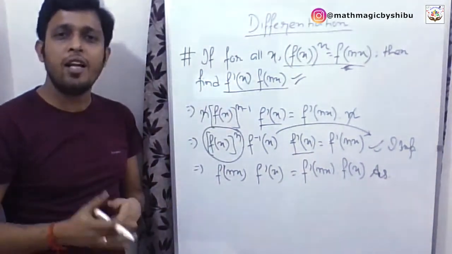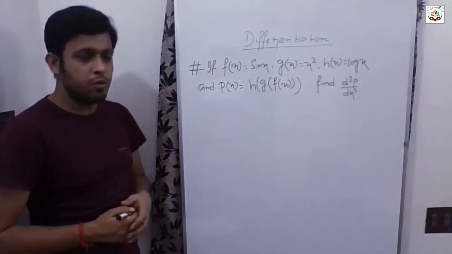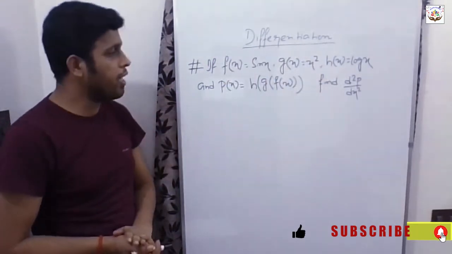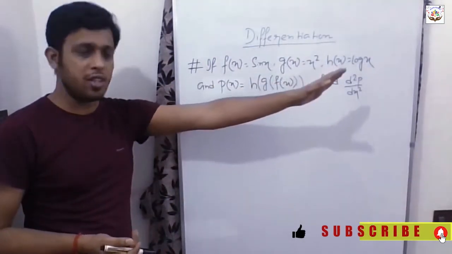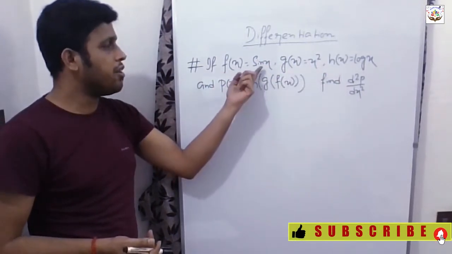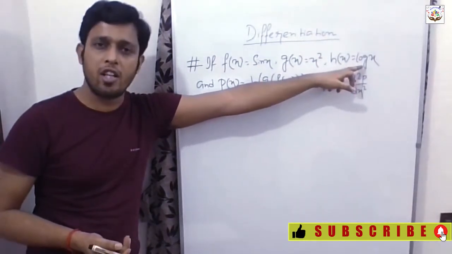So we'll move on to the next problem now. In this problem, we have f(x) equals sin x, g(x) equals x square, and h(x) equals log x. So we have three different functions: f(x), g(x) and h(x). Trigonometrical function, algebraic function as well as the logarithmic function.